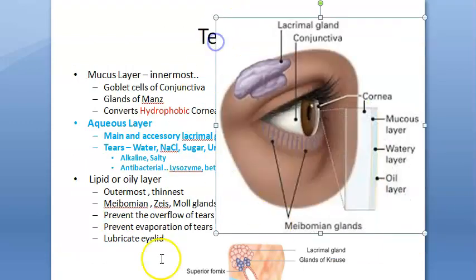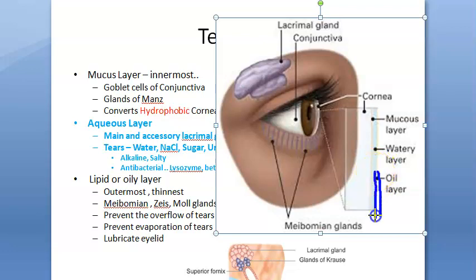Okay, so tear film layers, they have asked tear film layers. You can see in this. The outermost, what will you have? Oily layer. Oil will be coming from where? The meibomian glands, so meibomian glands you can remember. These will prevent overflow, they will prevent evaporation, they will lubricate the eyelid also.